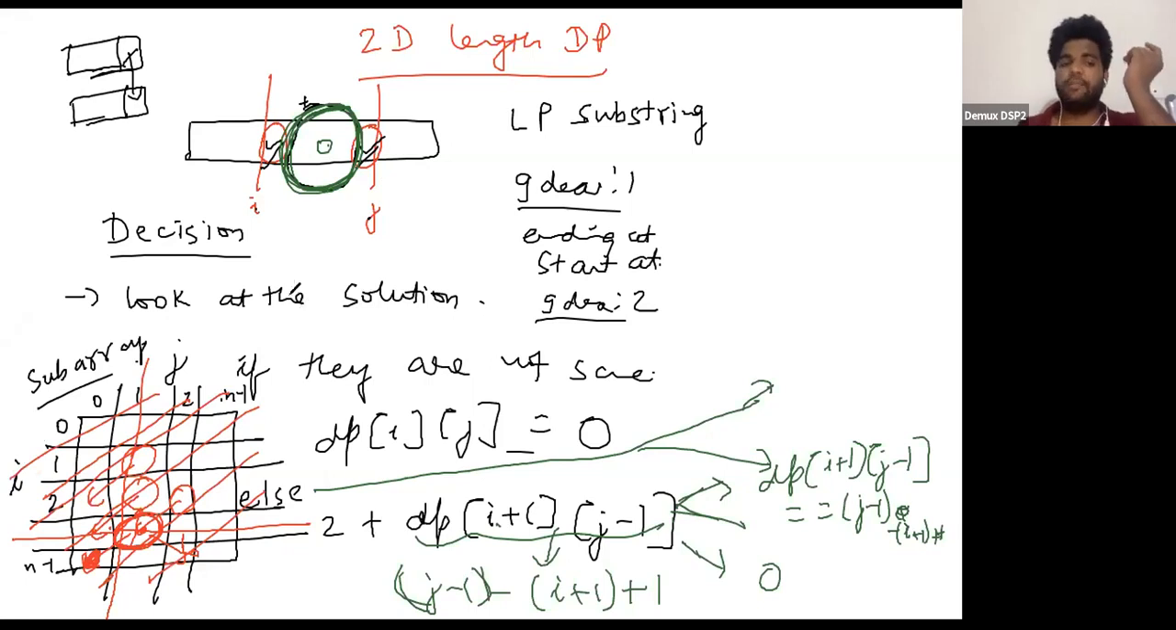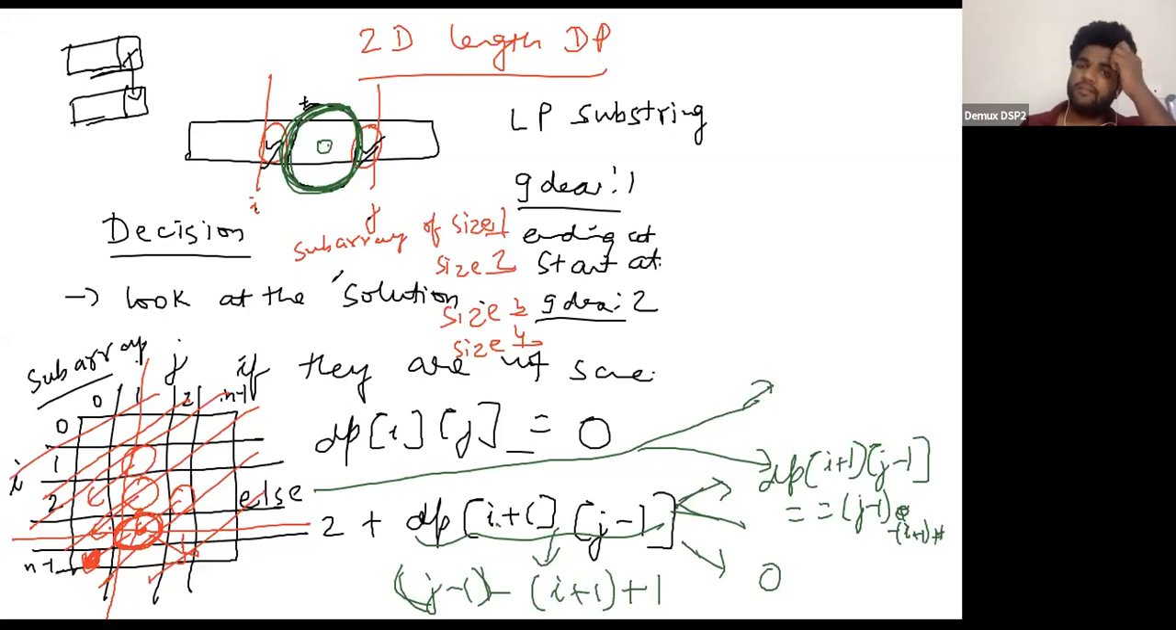Correct? So this is a length DP. If you see closely, here we will fill all subarrays of size 1 first. Then all subarrays of size 2, then subarrays of size 3, then subarrays of size 4. This is the order in which we will fill. So what is the base case? The base case is all subarrays of size 1. So they will be 1, right? For any subarray of size 1, the longest palindromic substring is 1. And then from there, 2, 3, 4, you can fill.